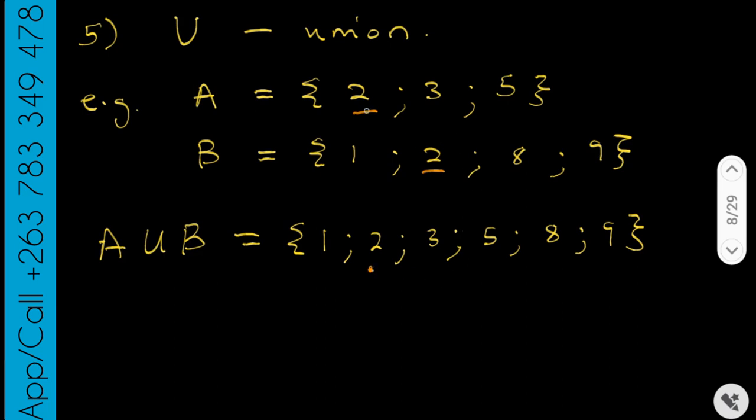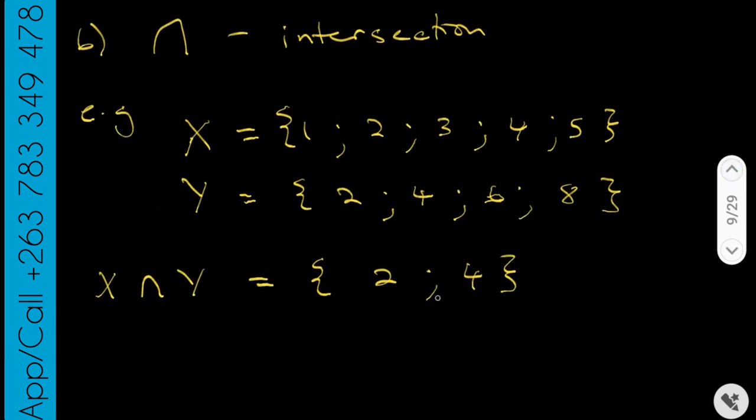So you've got 2 that appears in both sets. You only write it once. And then I put them in order: 1, 2, 3, 5, 8, 9. So I still put the numbers in order of size. That's A union B.